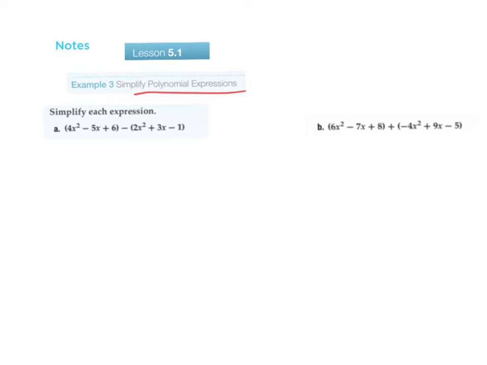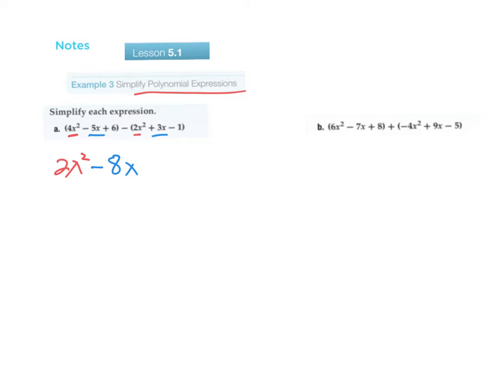So if I have my 4x squared, and over here I'm subtracting on the other side a 2x squared, those are like terms, so I'm going to subtract them. So 4 minus 2 gives me 2. The variables do not change when we are doing like terms. So there's my subtraction. But then I have a negative 5x, and I have a positive 3x, and I'm going to subtract. So negative 5 minus 3x will give me a minus 8x.